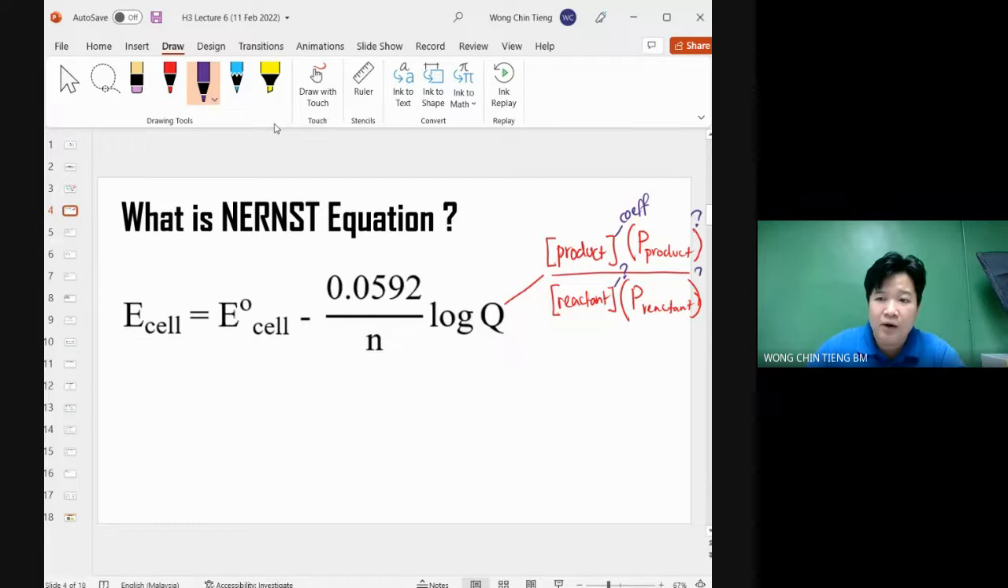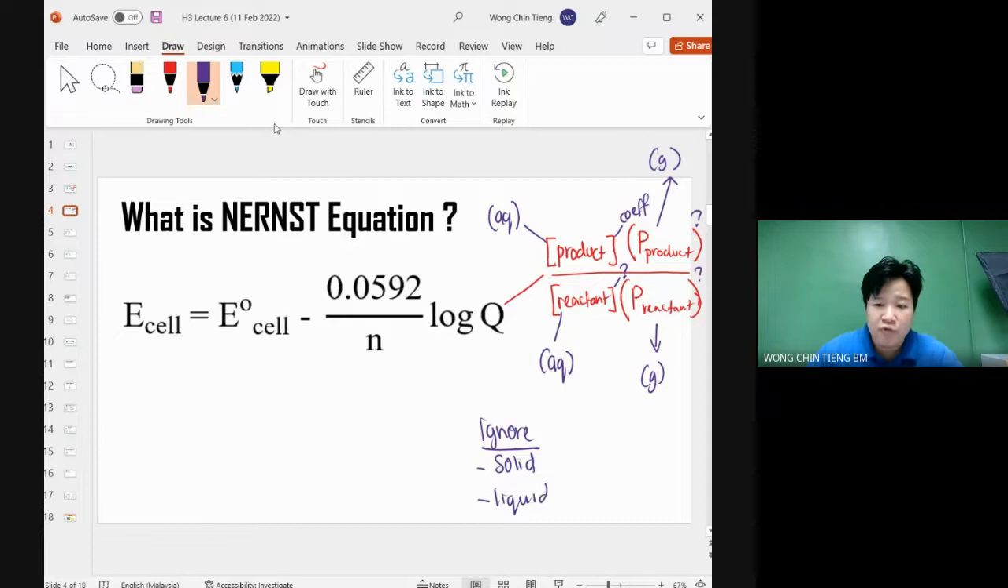Alright? And last but not least, sebelum kita masuk contoh, concentration kita akan ambil kira when the phase is aqueous. Pressure kita akan ambil kira when the phase is gas. In the other words, untuk product and reactant, kita akan ignore all the solid, we will ignore all the liquid, okay? So we will ignore the solid and liquid of your Nernst equation in the Q. Dalam Q, kita hanya akan ambil product dalam aqueous atau gas, over the reactant dalam aqueous atau gas. And the concentration must be in aqueous, the pressure must be in gas. That is your log Q, okay?